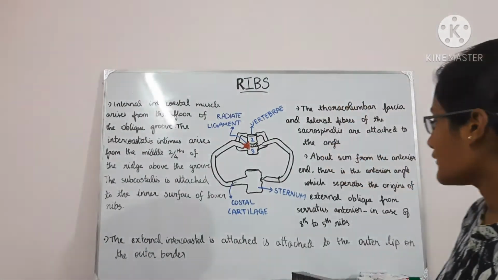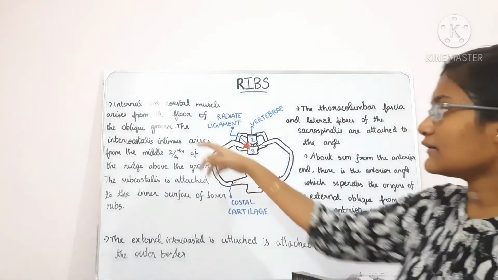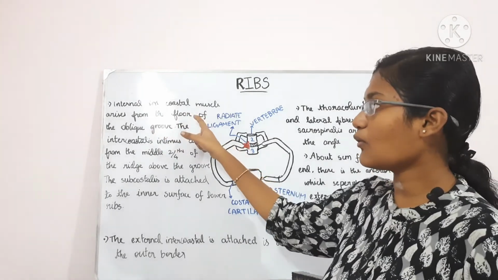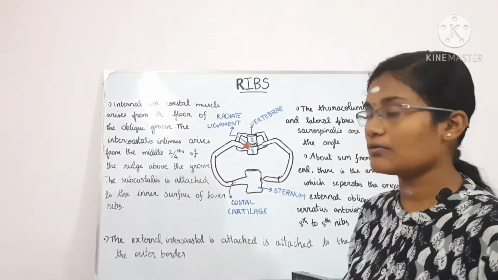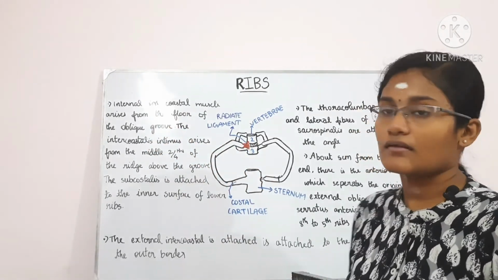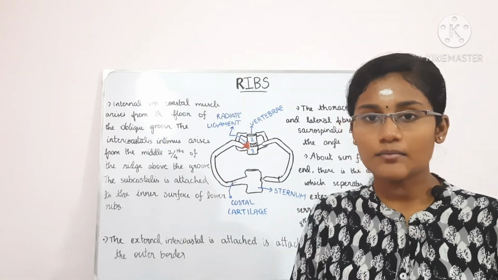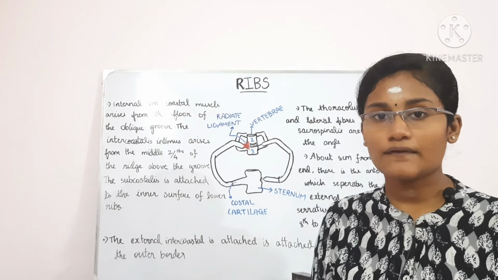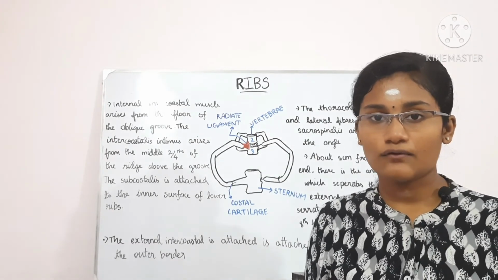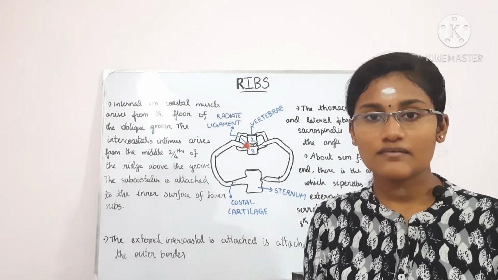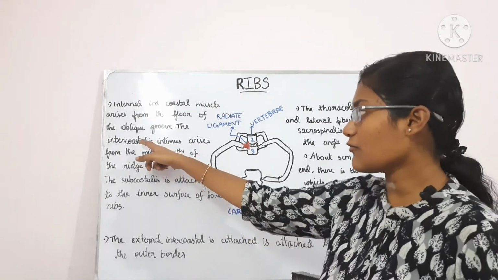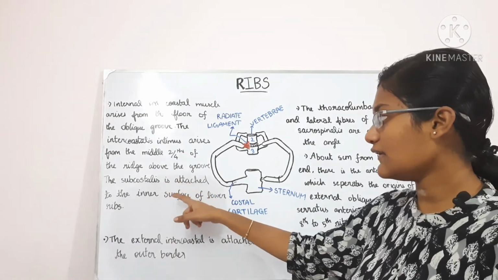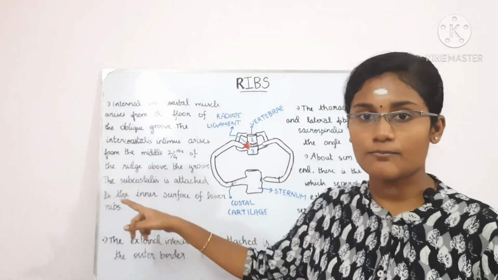Okay, so the next thing is the internal intercostal muscles. The internal intercostal muscles arise from the floor of the oblique groove or the costal groove. Then the intercostalis intimus arises from the middle two-fourths of the ridge above the groove. So there is a ridge above the groove, right? From the middle two-fourths of the ridge above the groove, the intercostalis intimus arises.